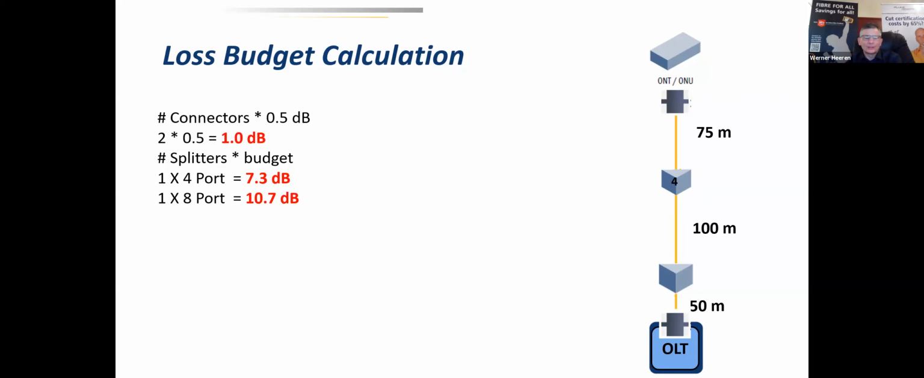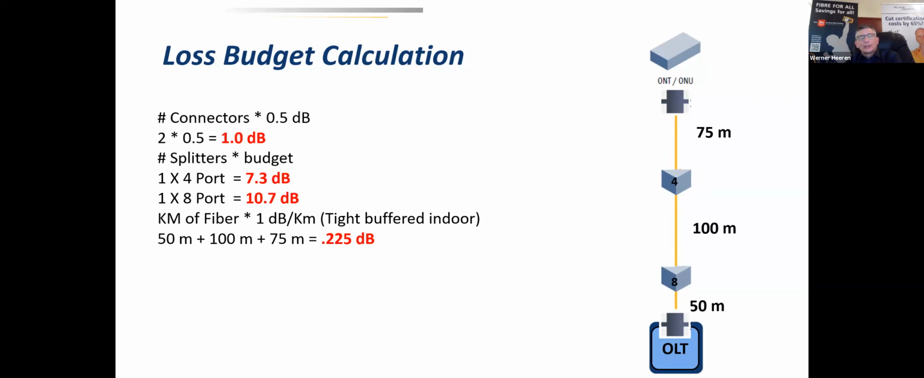If you remember previous slides, as per standards, you have your fiber distance. The manufacturer gives the loss per kilometer. So you have 50 meters, 100 meters, 75 meters, all these distances together times 1 dB loss per kilometer gives you 0.225 dB for this distance. All this together is 19.2 dB. That's your loss budget you have for this PON setup or installation.